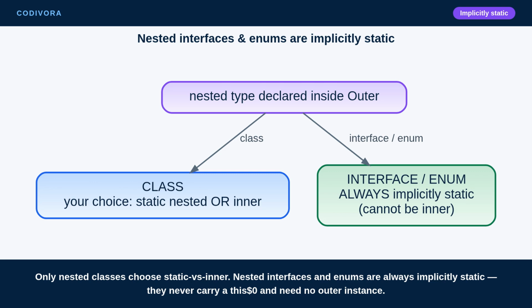An interface has no instance state, and an enum's constants are themselves static final singletons created at class load, before any outer instance exists. So they belong to the building itself, never to one tenant. They never carry this$0, and writing static on them is legal but redundant.